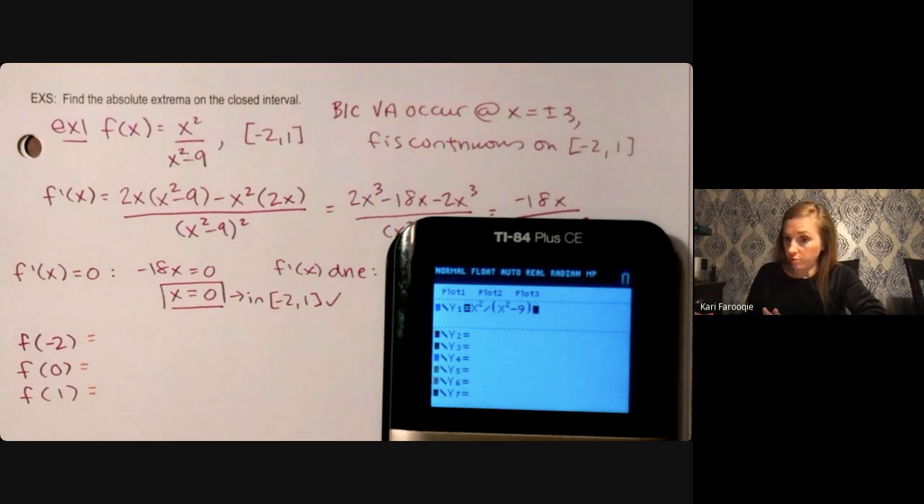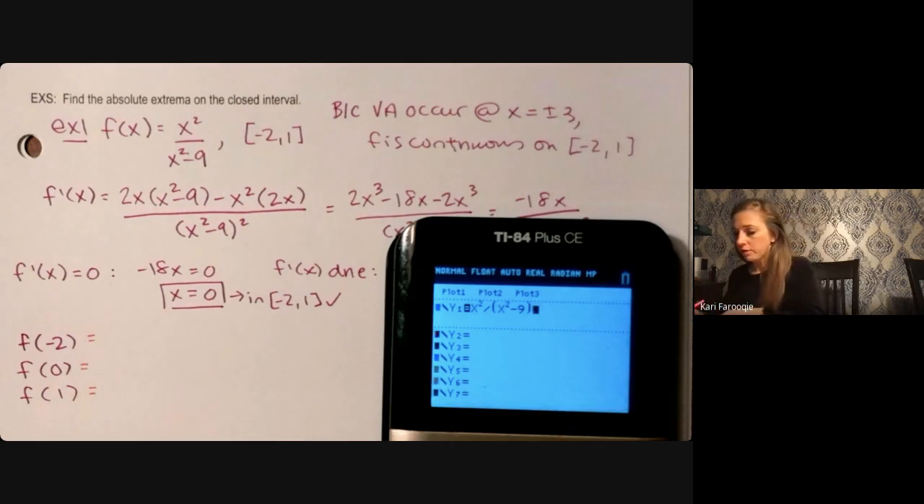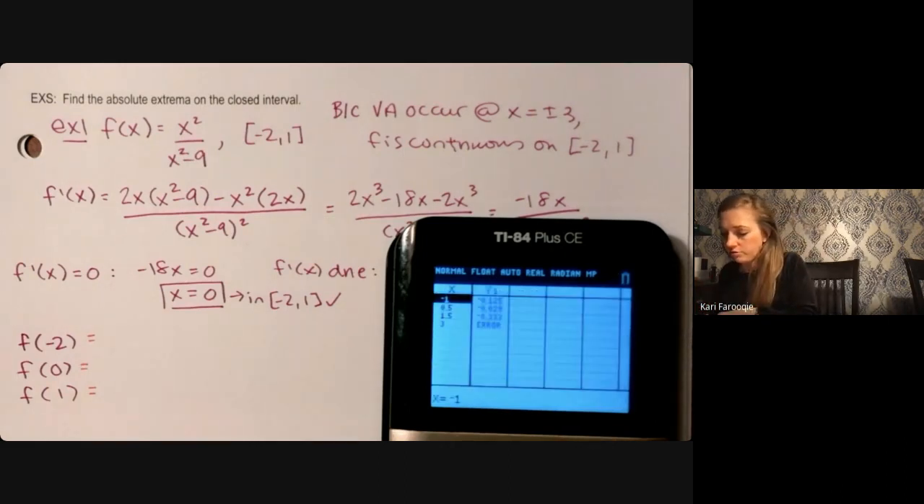The original function, I'm not evaluating the derivative. I'm not looking for whether the function's increasing or decreasing. I'm just trying to figure out how high or low the function goes, and that is controlled by f of x. So I've got this in here. Now I can go to the table. I'm evaluating this at -2, 0, and 1.